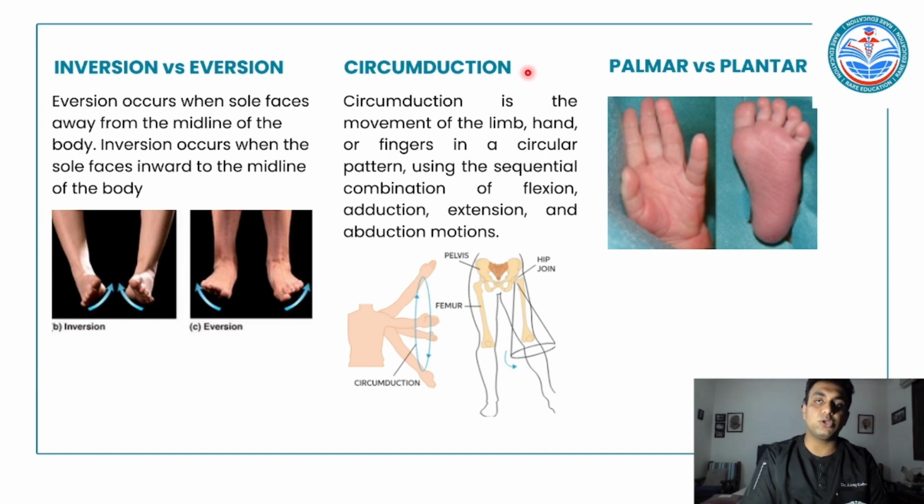Now, these are the simple movements that most of the students know. An expected question for your exam is circumduction. Why is it an expected question? Because circumduction is a complex movement which can happen in your limbs, hands, and fingers. It is basically a circular pattern of movement in which there is a sequential combination of 4 movements. That is your expected question: you should remember which 4 are required and in which order. Firstly it is flexion, then adduction, then extension, then abduction. So do not forget this. This is an expected question for all of you.